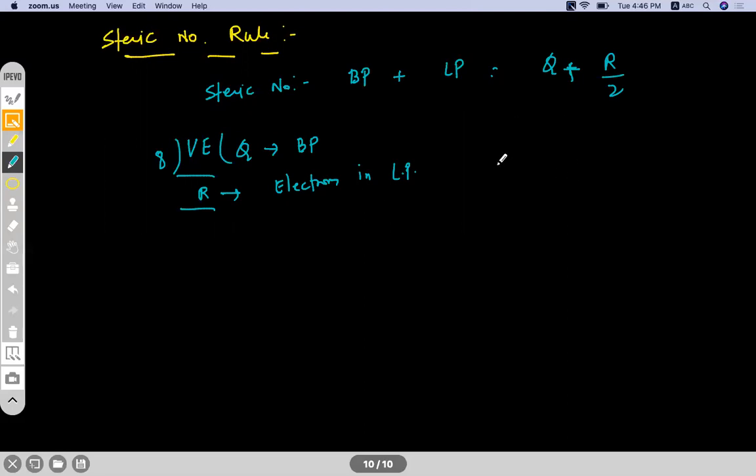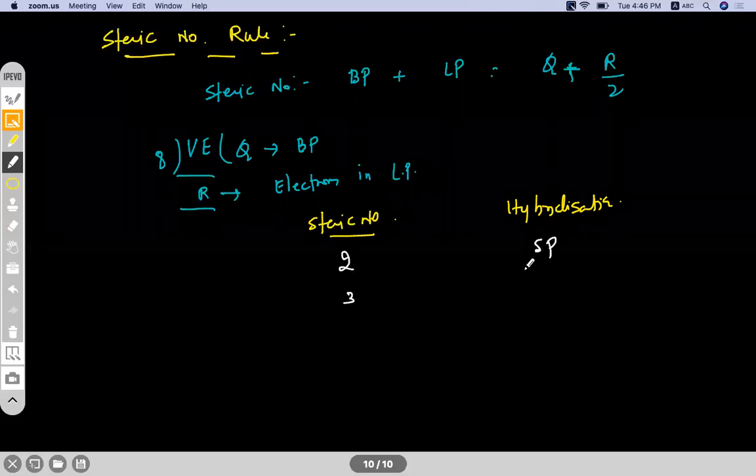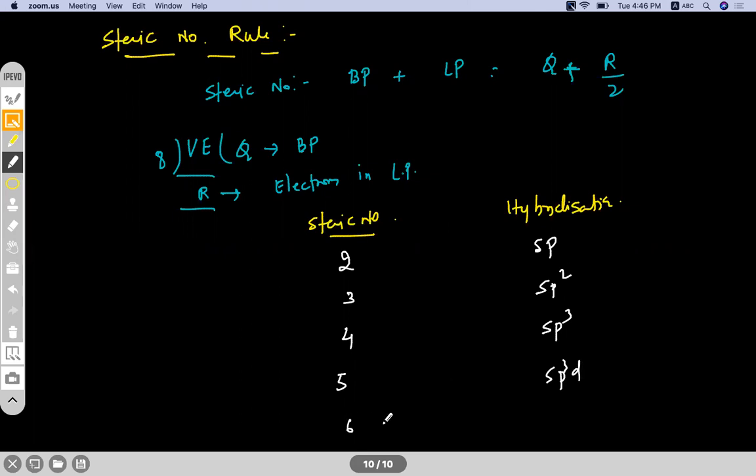Right. Now, based on the steric number, you can say the hybridization of the molecule. The best method is this: steric number and hybridization. So, if the steric number is 2, the hybridization is sp. If it is 3, it is sp2. If it is 4, then it is sp3. If it is 5, then it is sp3d. 6, sp3d2. This is the hybridization we have.